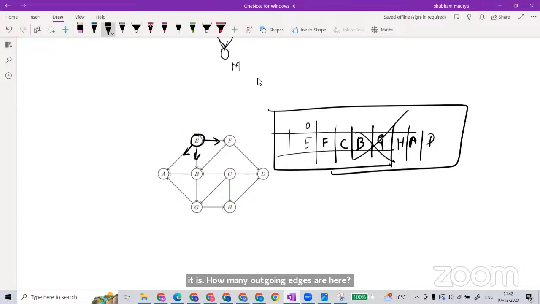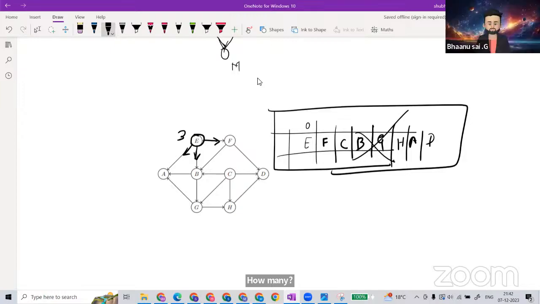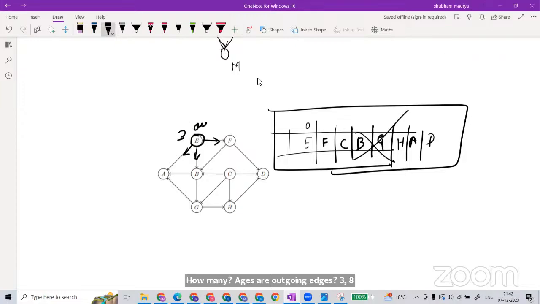How many edges are outgoing edges? 3, right? So that means out degree is 3. Number of outgoing edges count for the out degree, and number of incoming edges for in degree. So here, is there any incoming edge for the vertex C? No, right? So that means in degree is 0.